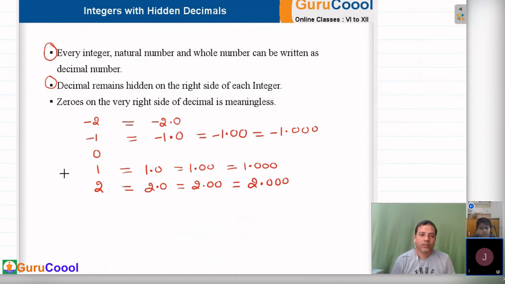The last point here says zeros on the very right side are meaningless. So if you write one zero, or two zeros, or three zeros after the decimal, that is meaningless. So we simply write minus 1. We never write minus 1.0, minus 1.00, or minus 1.000. We simply write minus 1 because we know that these zeros are meaningless. Got it?